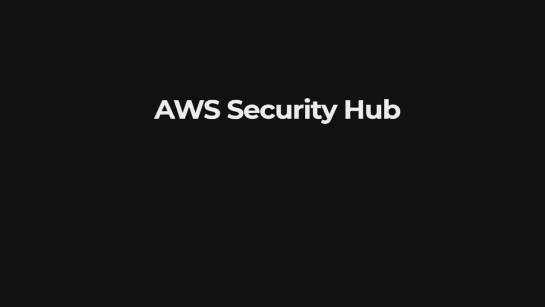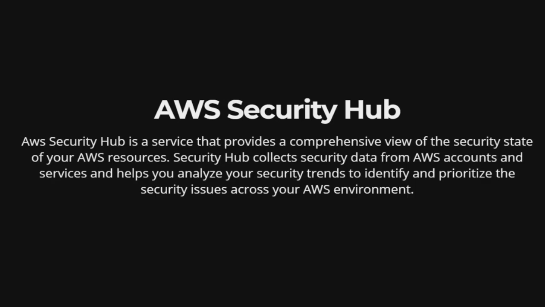AWS Security Hub. AWS Security Hub is a service that provides a comprehensive view of the security state of your AWS resources. Security Hub collects security data from AWS accounts and services and helps you analyze your security trends to identify and prioritize the security issues across your AWS environment.